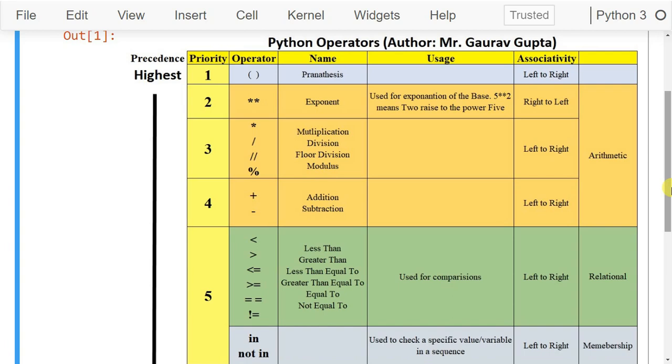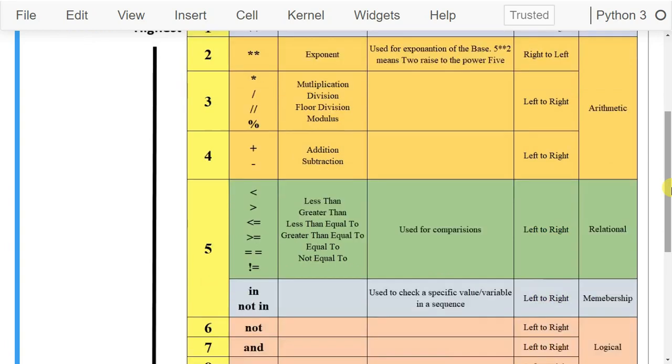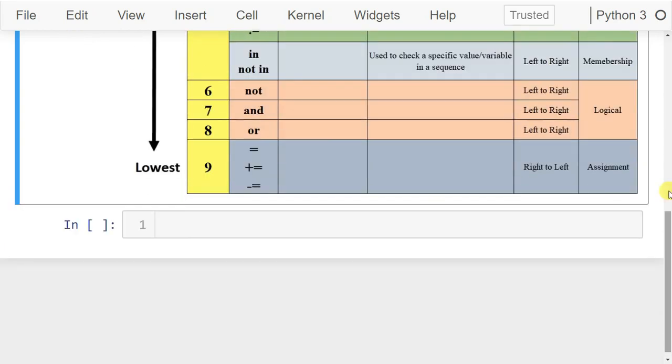The next column is operator. It contains the symbols which are used as operators. After that, there is a column which contains the name of operators. And after that, the usage of the operator and their associativity. And at last is the category in which an operator falls. I have given some color to rows of same category operators. Now I will discuss all these operators one by one with you.